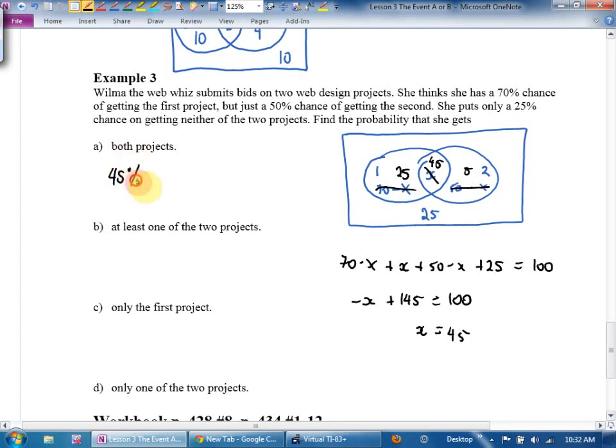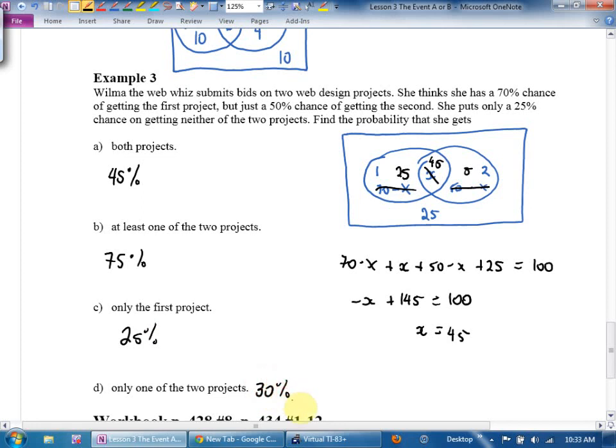What's the probability that she gets at least one? Now, at least one means one or the other or both. What's the probability that she gets only the first one, but not both? See it? What? 25? What's the probability that she gets only one project, but not both? 30. Yep.